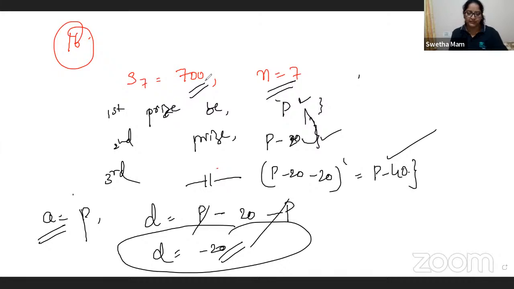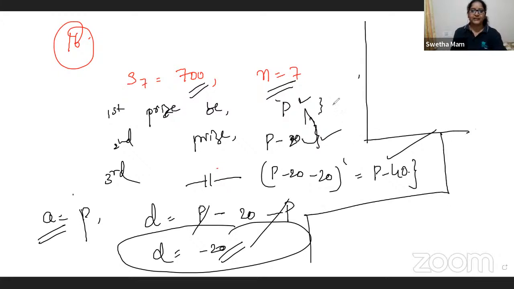So what do you have to find out? We have to find out how much the first cash prize is. Then you can write the remaining prizes. So how to find A? Write the formula: Sn is equal to n by 2 into 2a plus n minus 1 into d.